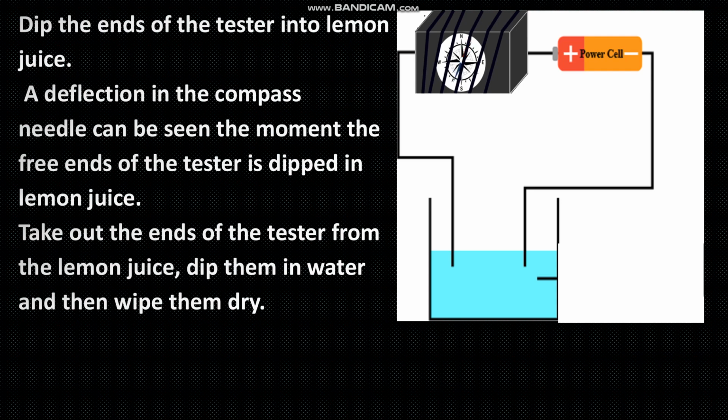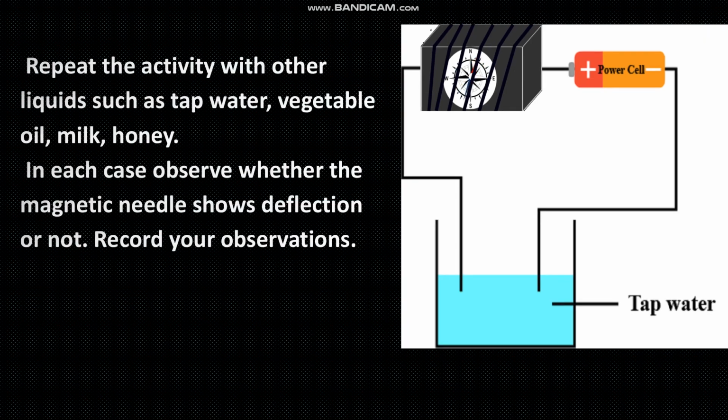Now we can use this tester to test the conductivity of other liquids, for example tap water, vegetable oil, milk, honey, etc. Each time, we have to take the free ends of the tester out of the liquid, dip them in water, and wipe them. Only then do we dip them in another liquid to test whether it is a good or poor conductor. In each case, observe whether the magnetic needle shows deflection or not. Then we have to record our observation.